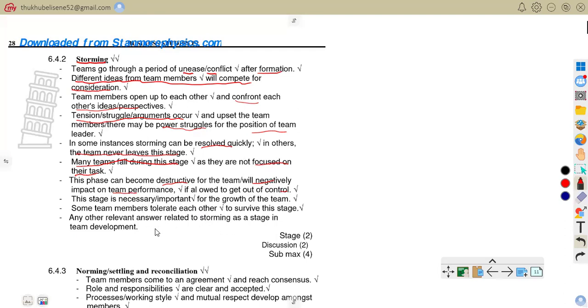So this stage is necessary and important for the growth of the team, because we allow participation and different ideas. You'll find that it makes the team grow, because we get the best out of those ideas. So now we have to move on.